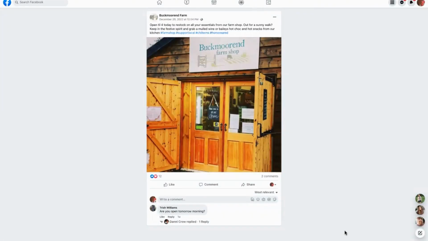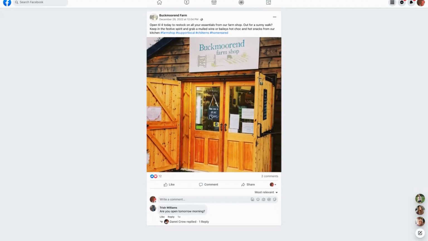Today, we're looking at how to use hashtags on Facebook to attract people down to your store. Now, this is Buckmore End Farm, and as you can see, they are a farm shop. What I love about this is, well, to be honest, there's loads of things that I love about it. It's a really lovely image that shows that quaint, beautiful, authentic looking store.